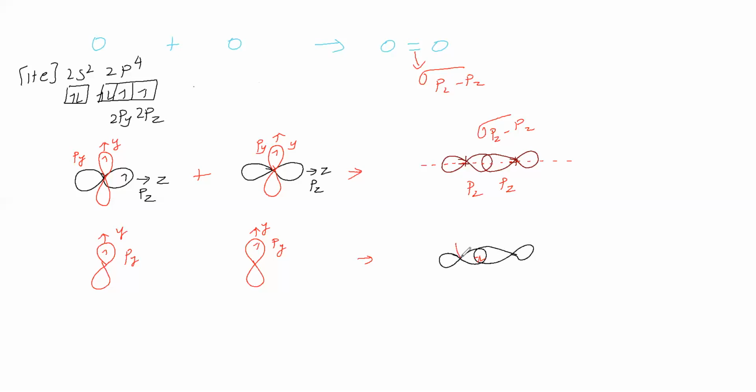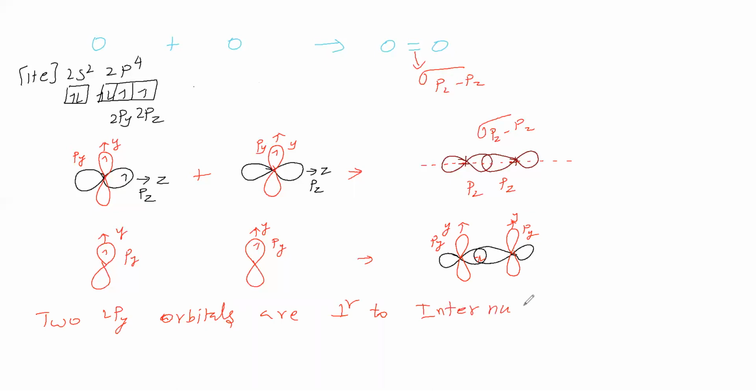At this nucleus, the py orbital is there. This is also a py orbital. Okay, this is the y-axis py orbital, and this is also the y-axis py orbital. Now the two 2py orbitals are perpendicular to the internuclear axis. See the internuclear axis, how it is there.